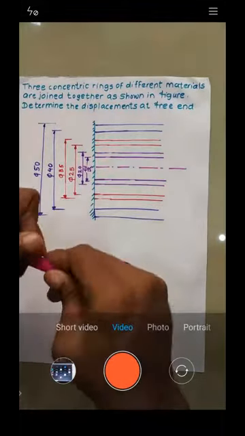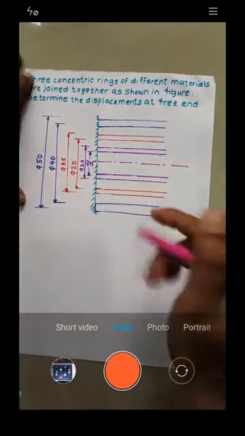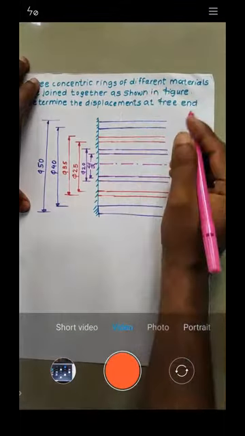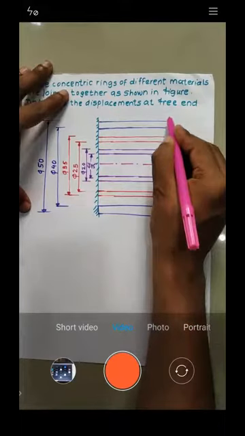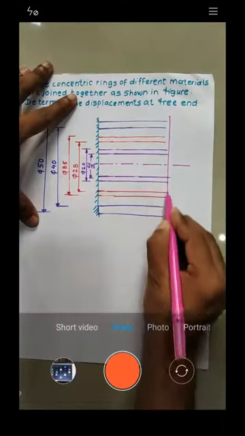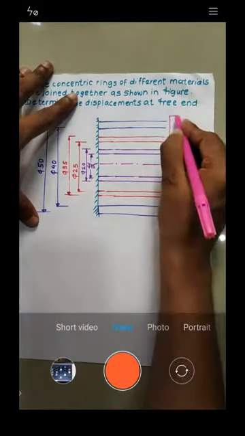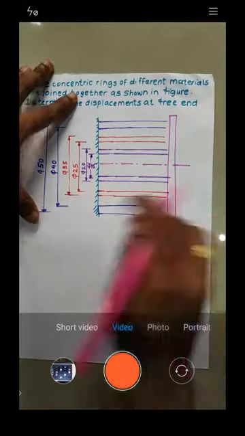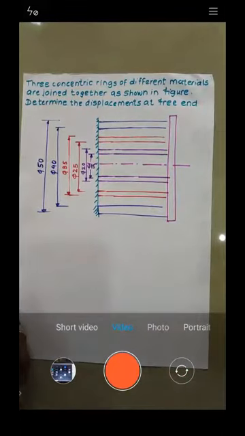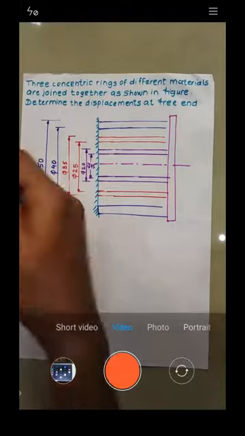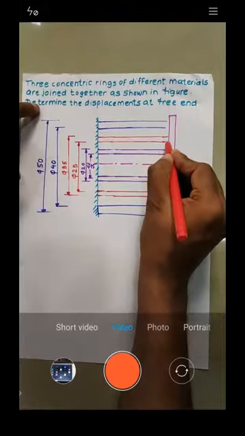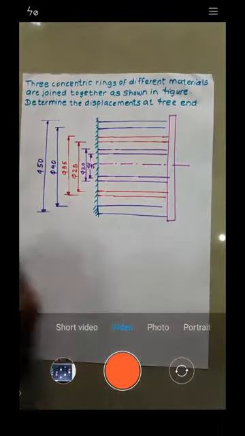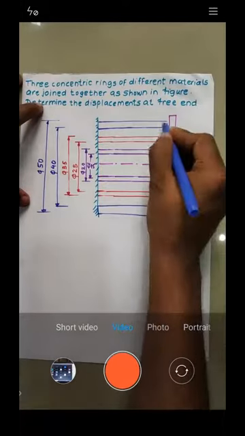Okay, so we have these rings. All these rings are attached to a plate. So let's consider this plate. This is the plate to which the rings are attached. You can see here, all these rings are attached to the plate.